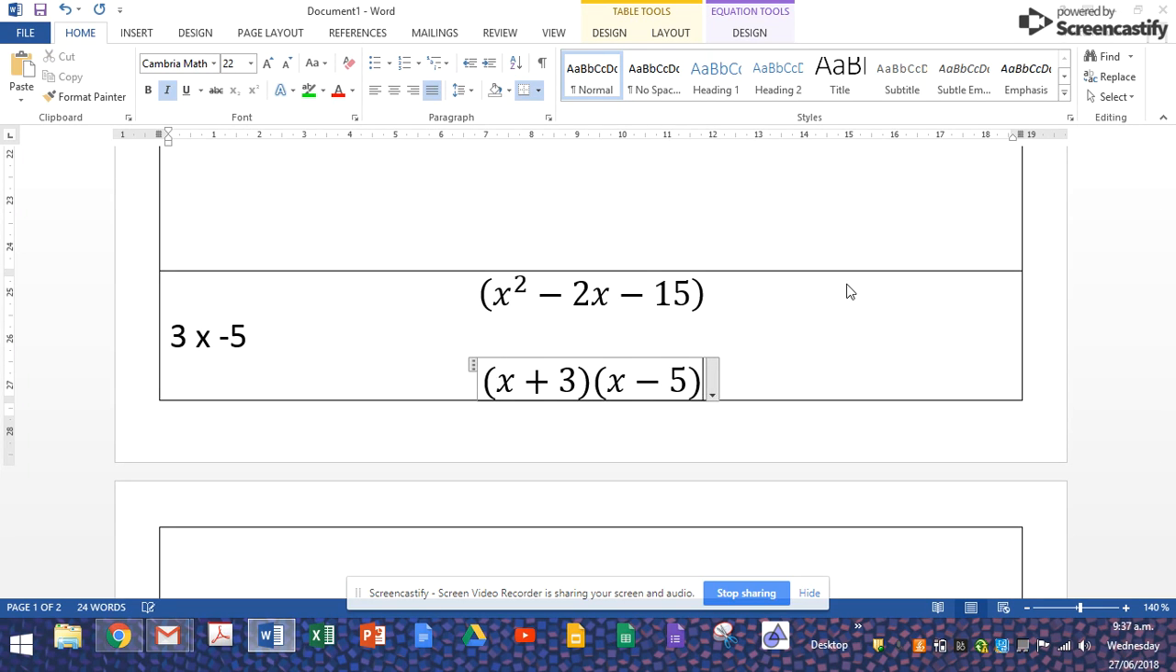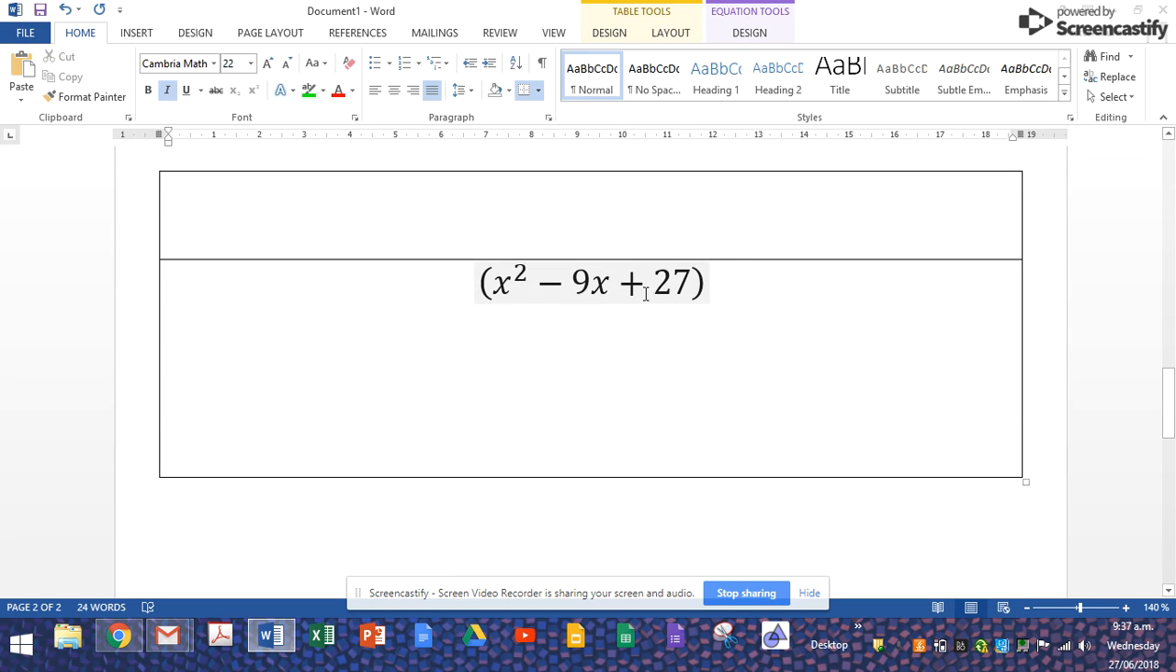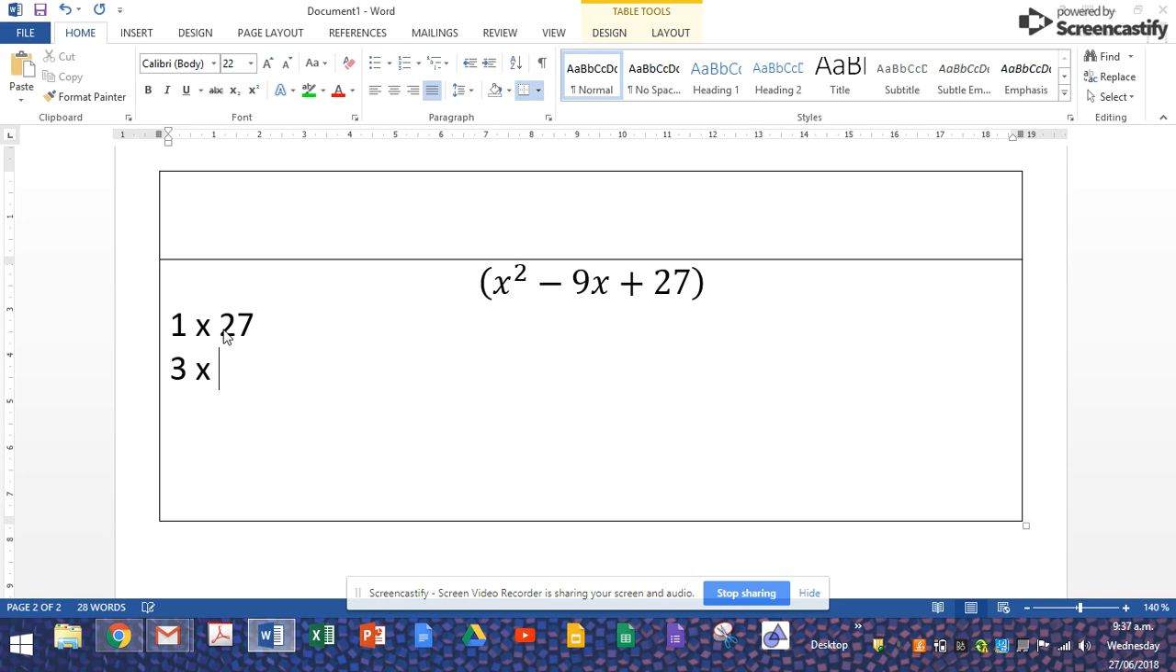Okay. Last one with positive. So this one's a positive. However, that one's a negative. So it potentially could be 1 times that, 3 times 9. I'm pretty sure those are all the factors of 27. How do we, oh, actually, I did intend that to be a 6, actually.